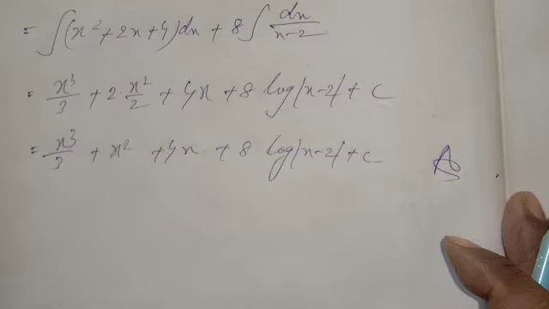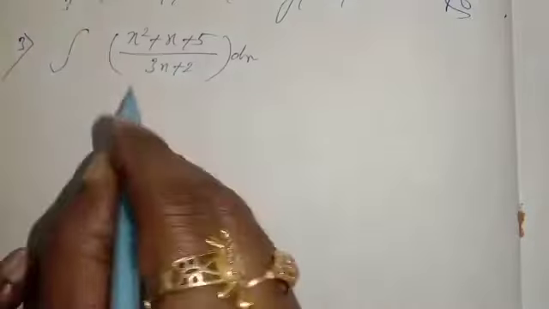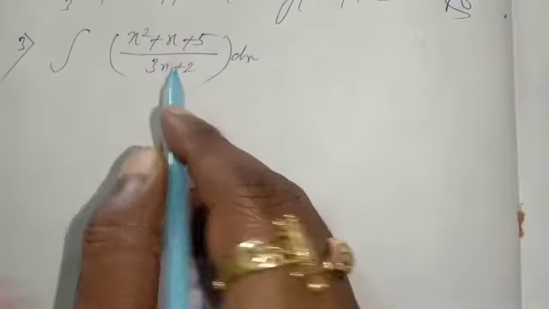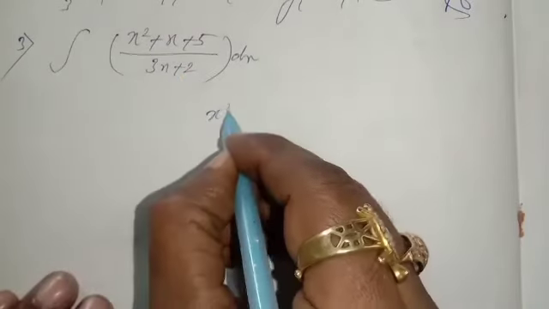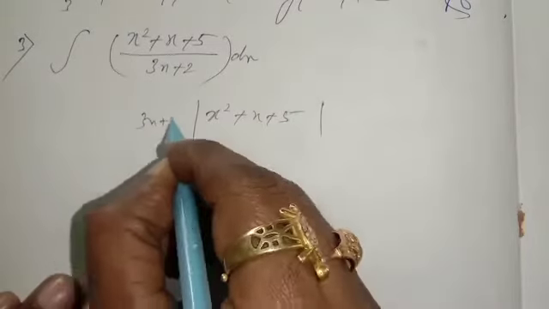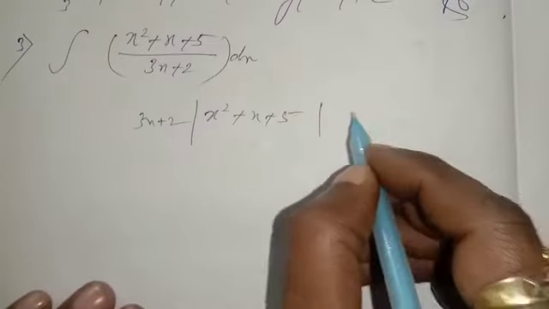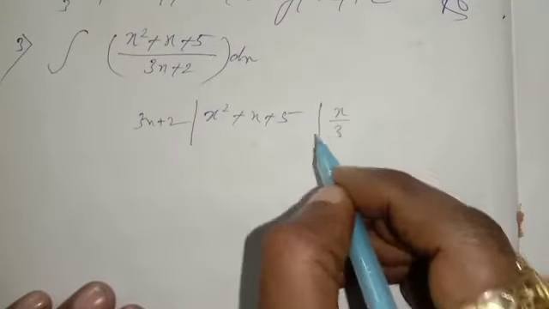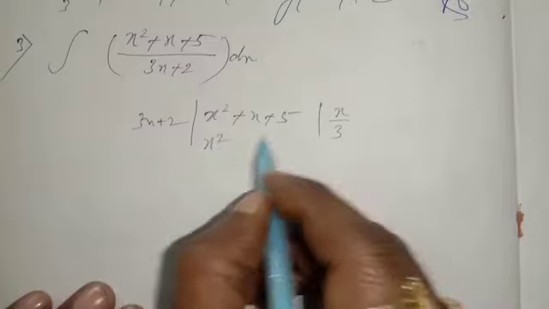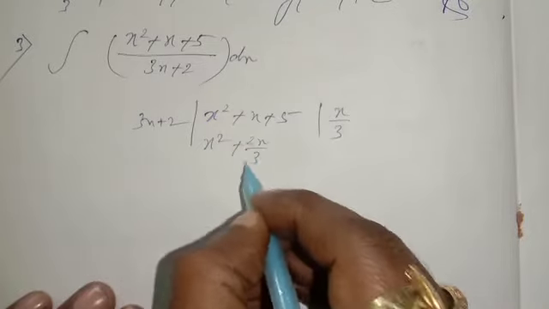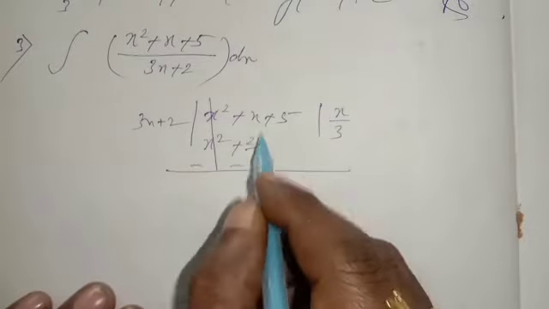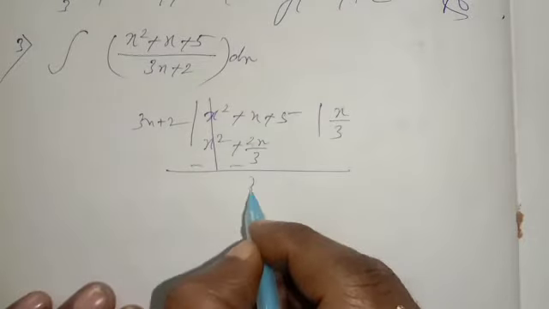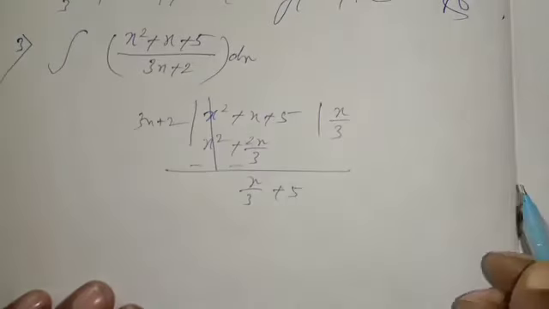Okay, let us see the next number. Question number 3: x square plus x plus 5 divided by 3x plus 2. Means you have to divide x square plus x plus 5 by 3x plus 2. How much do you have to multiply here? You have to multiply x by 3. Then this will be x square plus 2x by 3. Then subtract, this will be cancelled out. x minus 2x by 3 will be x by 3, plus 5.